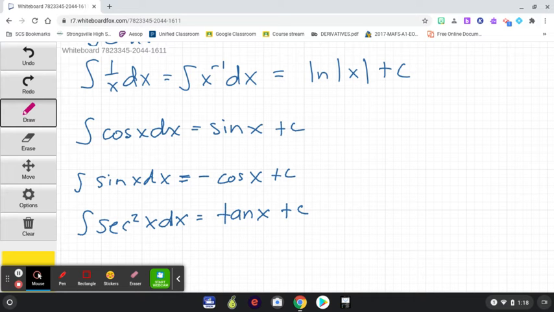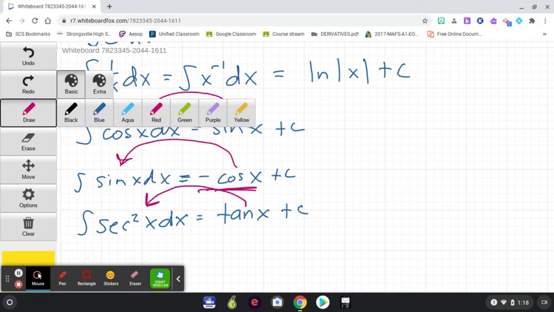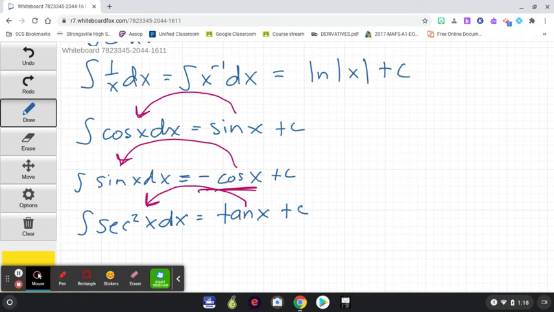So again, how I like to remember these is I like to say, well, what do I take the derivative of to get cosine? What do I take the derivative of to get sine? Well, if I take the derivative of cosine, I typically get a negative sine. And so if I integrate positive sine, I'm going to get a negative with the cosine. And what do I take the derivative of to get secant squared? I take the derivative of tangent. So remember, the integral is just the reverse of that derivative.